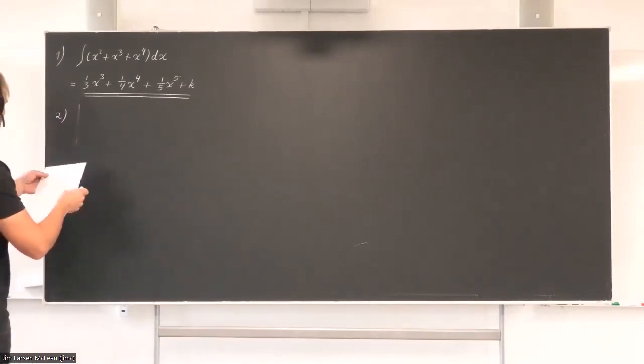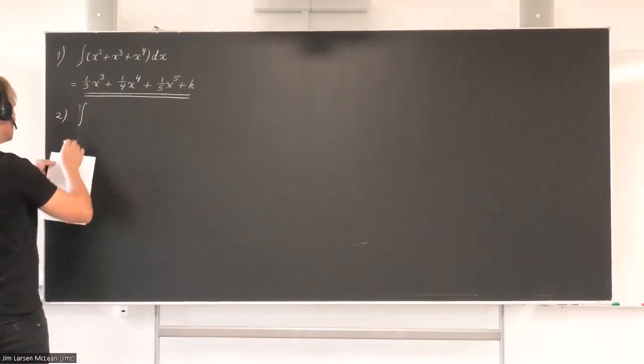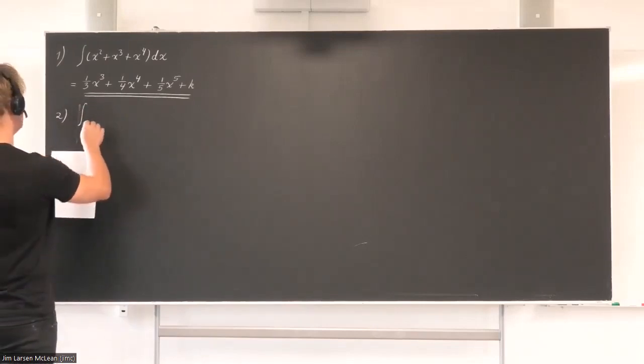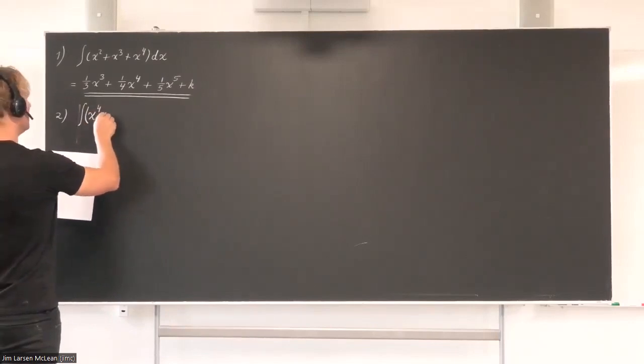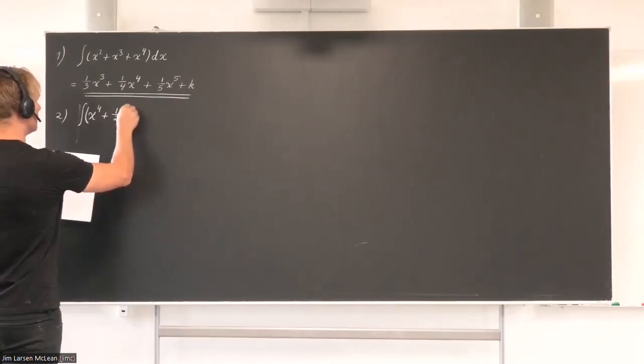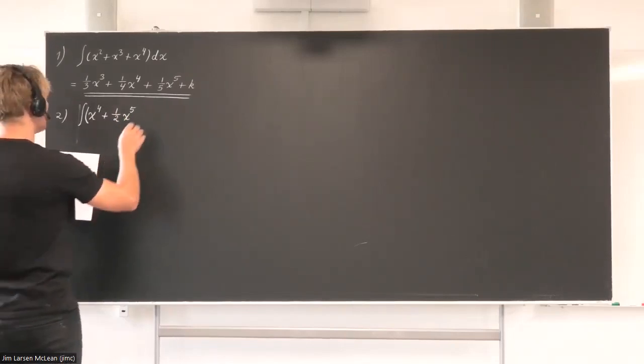Exercise 2. It states that the integral of x to the 4th power plus a constant times x to the 5th minus 30, which goes to 30.